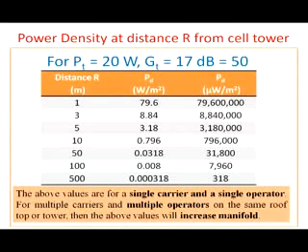So what happens at 10 meter? It will be 100 times less. What happens at 100 meter? Corresponding to 100, the power density is 7960 microwatt per meter square. Now these calculations are done for a single carrier. As I mentioned, it was supposed to be cumulative, but in India they use it for individual carrier frequency.